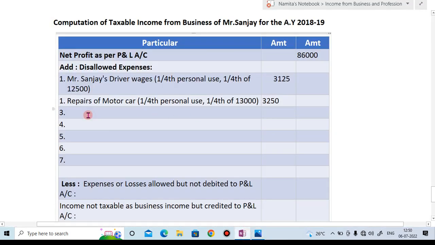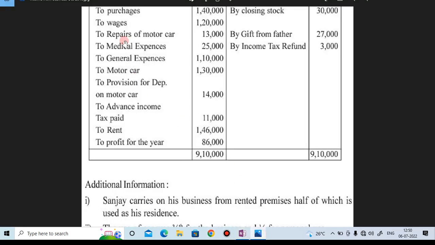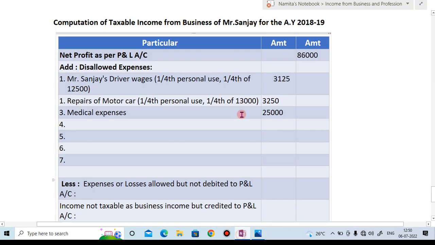So medical expenses is 25,000. Medical expenses 25,000.